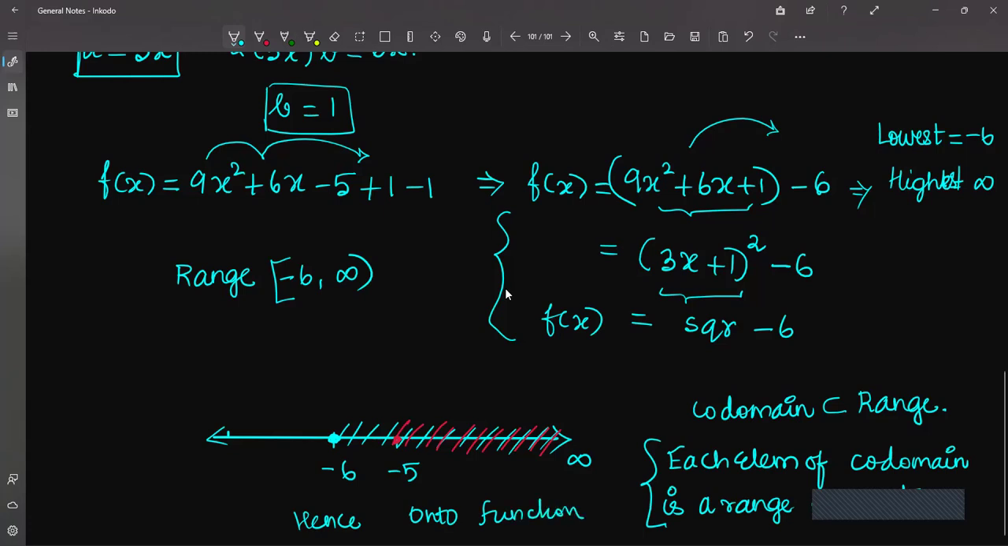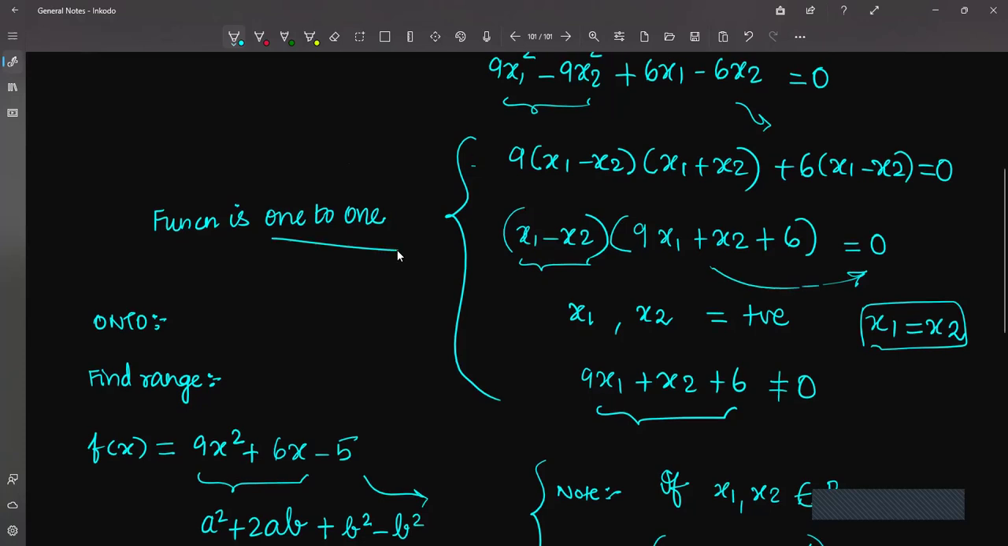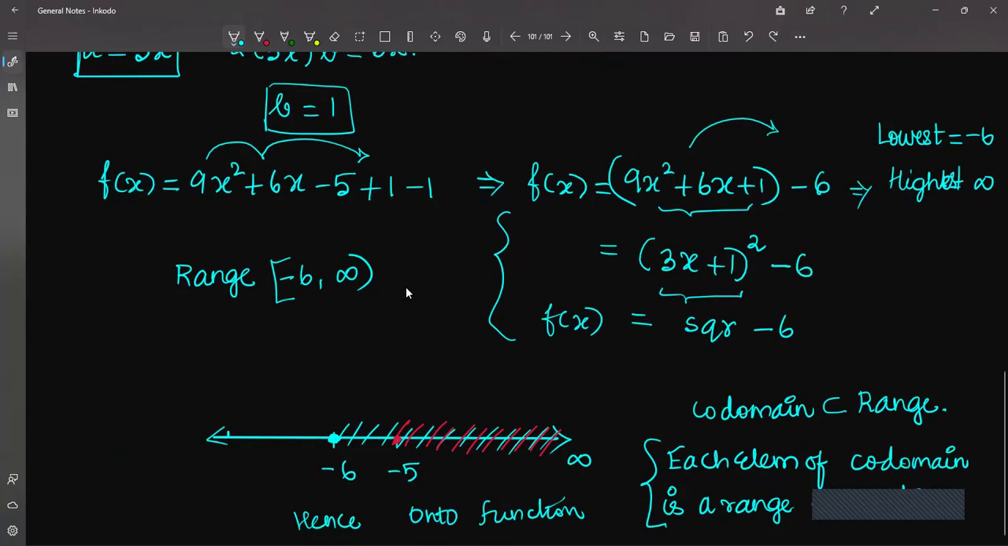And look at this question. This function is a one-to-one function, as well as an onto function. So this function is a bijective function. I hope these two questions were clear.